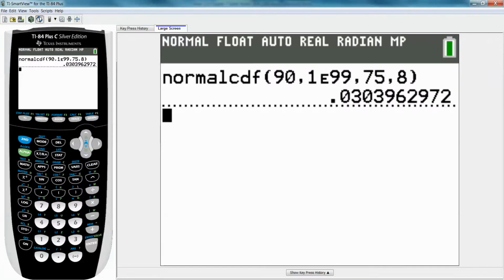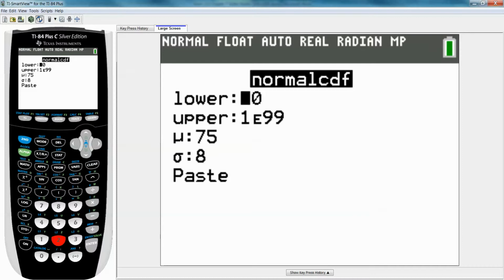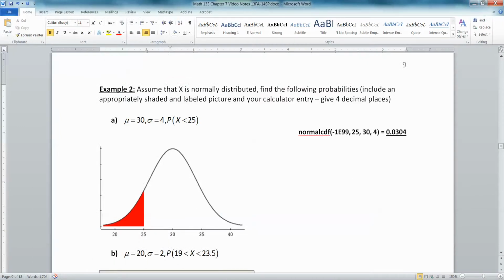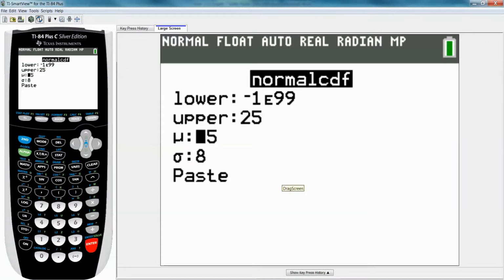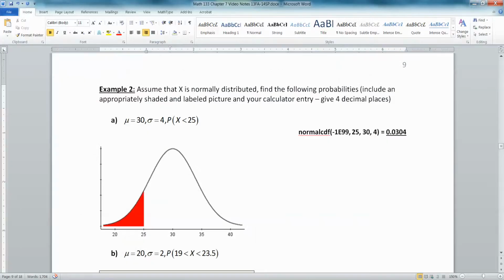So let's go back. Second distribution, number 2, normal distribution. So it's negative, oopsie, not minus, clear, negative 1e99. Upper bound was where the edge is ending, so 25, 30, 4, enter, and then press enter. 0.1056.